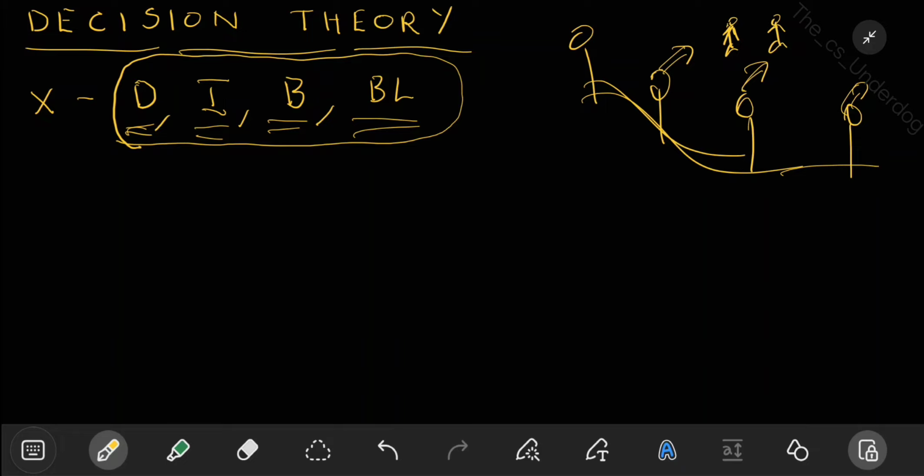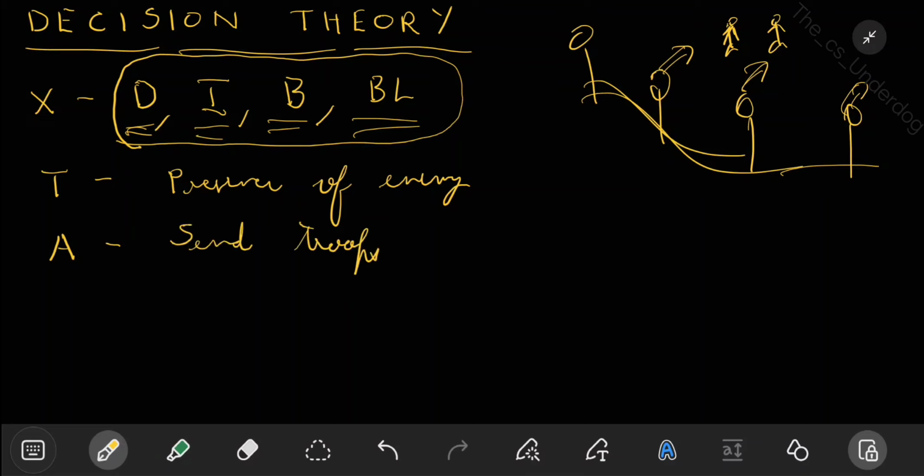And what is your target t? It is the presence of enemy. This is your target. Once you identify this target, there should be an action. What is your action? The action is to send troops or not. This is the action that you have to take.